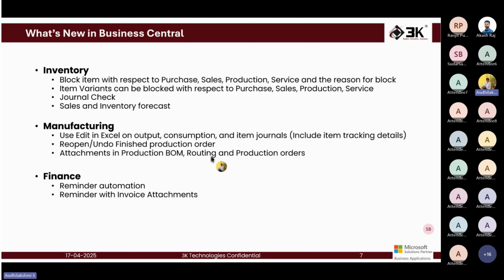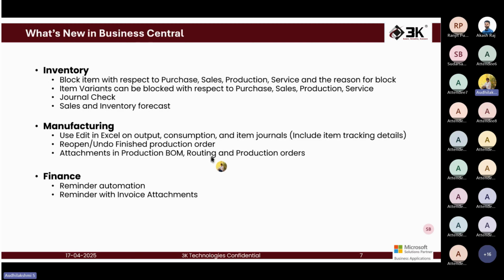Then the next one is with respect to journal check. We use item journals for various types of transactions like output, consumption, or adjustment entries. The entry lines we have created can be multiple, say 10, 15, 20, whatever it can be. So if we miss out some data, then when we post, it throws up a message stating that something is missing.